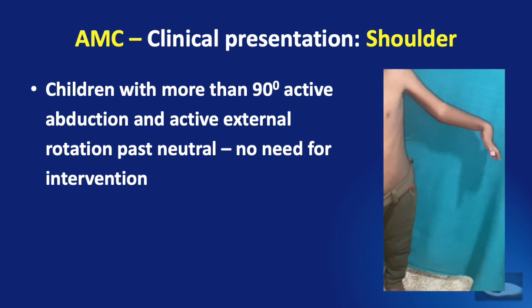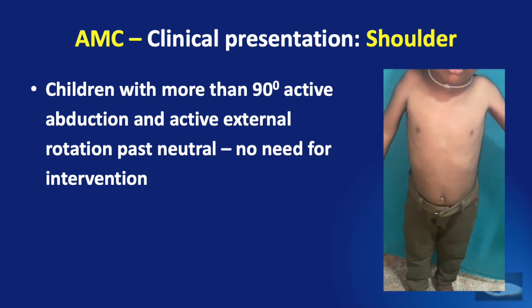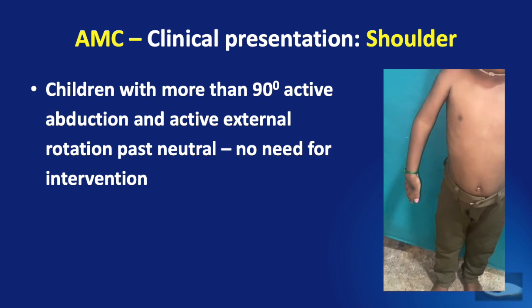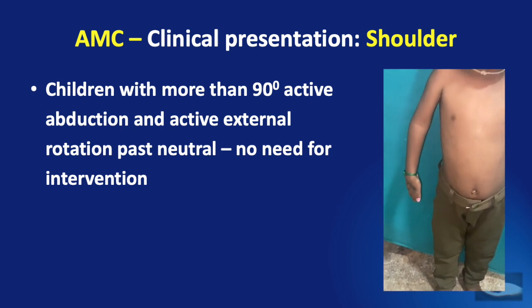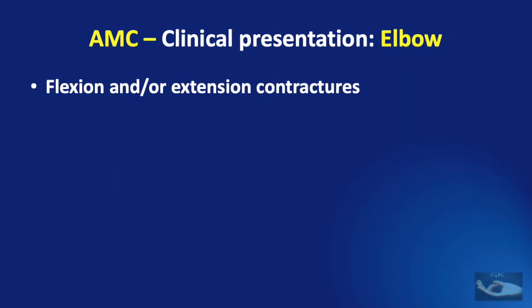But in this child with amyoplasia, there is only about 60 degrees of abduction at the shoulder on the left side and 10 degrees of abduction of the shoulder on the right side. The elbow can present with either flexion or extension contractures.